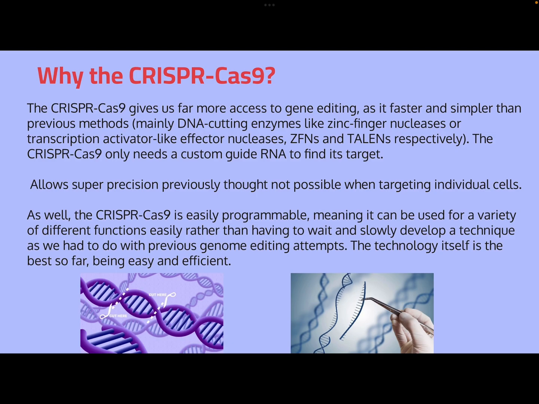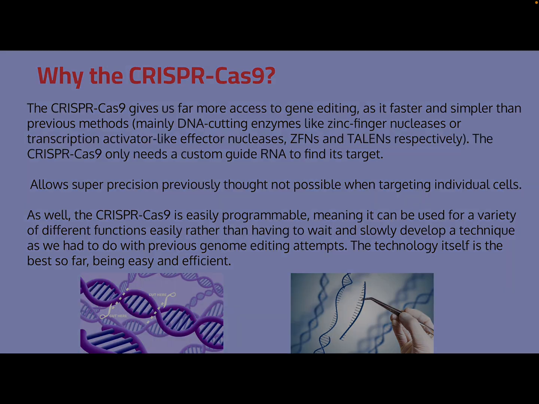Why we use CRISPR-Cas9 is because it is fast, effective, precise, and cheap. It's not super cheap, but compared to the previous techniques we were using before, it is much cheaper. As well, it's very easily programmable, so it can be used for all living organisms for all sorts of reasons, and not just in animals or plants or just humans.